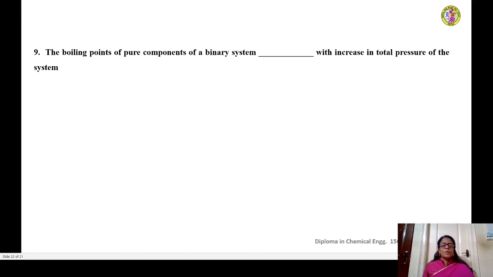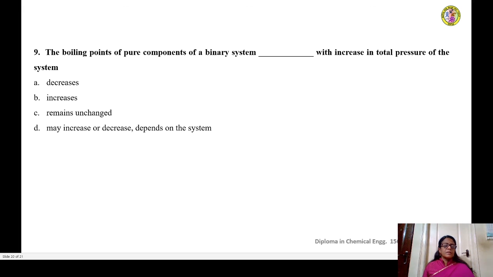The boiling points of pure components of a binary system dash with increasing total pressure of the system. The options are decreases, increases, remains unchanged, may increase or decrease depending on the system. Which among these options is the right answer? It actually increases. So option B is the right answer.